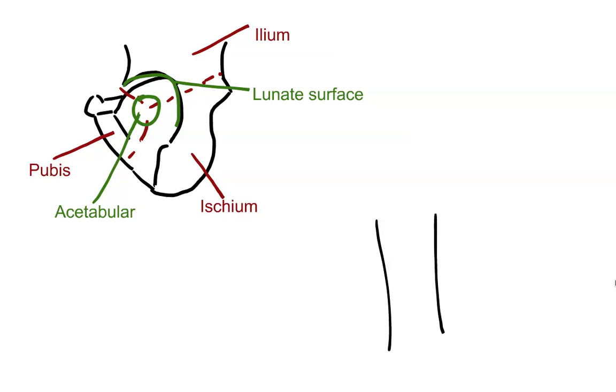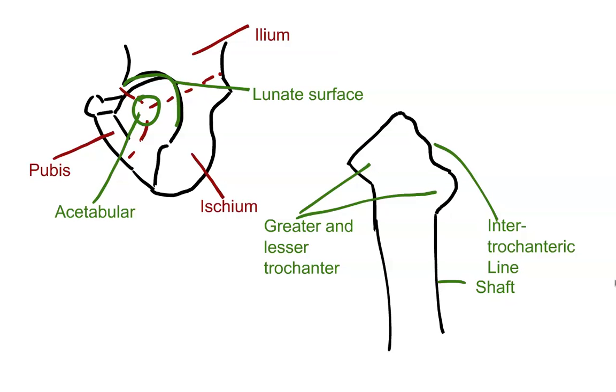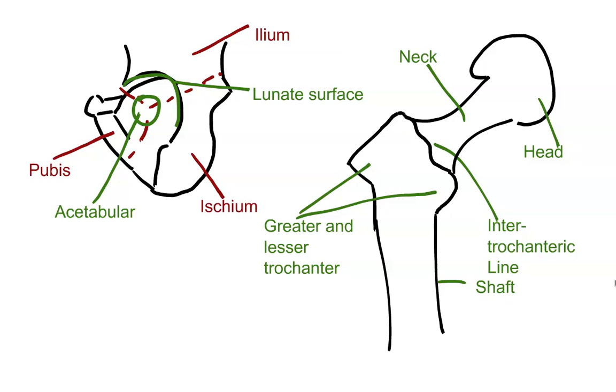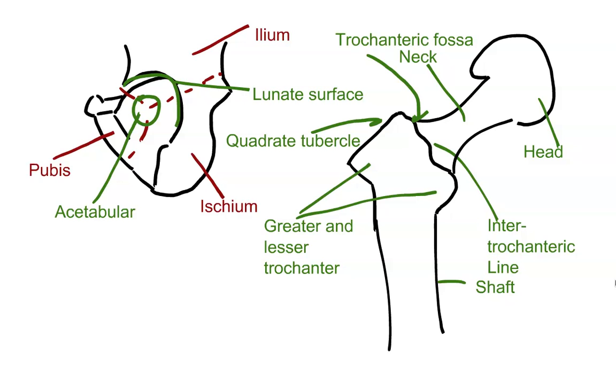The femur is made up of a shaft with a greater and lesser trochanter, an intratrochanteric line, neck and head. Just behind the greater tubercle, or greater trochanter, is the trochanteric fossa and the quadrate tubercle, and on the inside of the head is the fovea, which is just a little depression in the middle, which gives rise to the ligamentum teres, or round ligament of the femur.